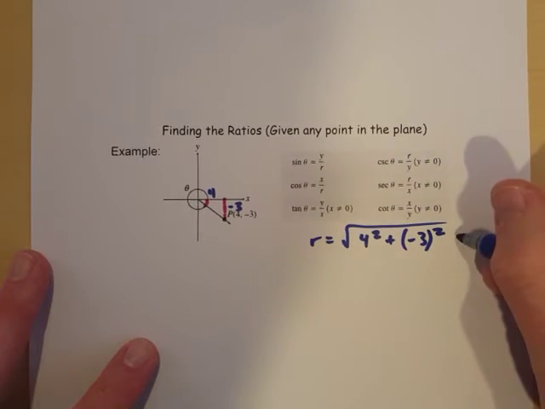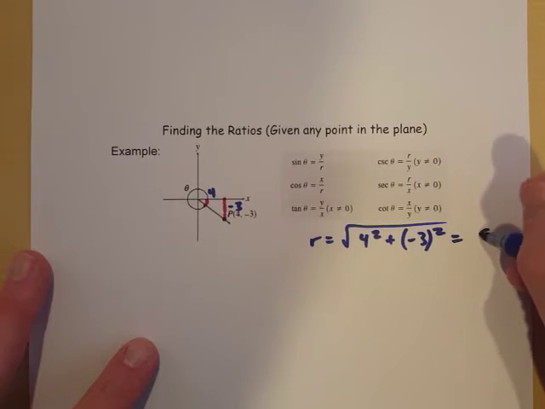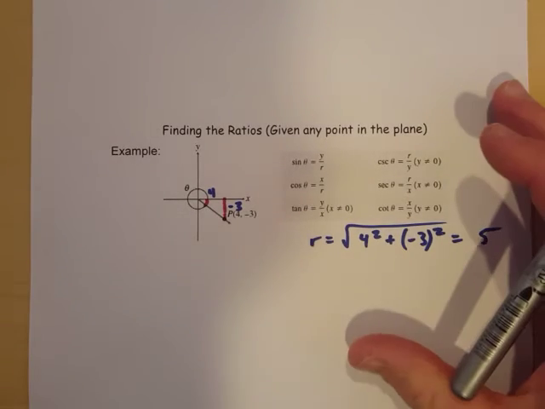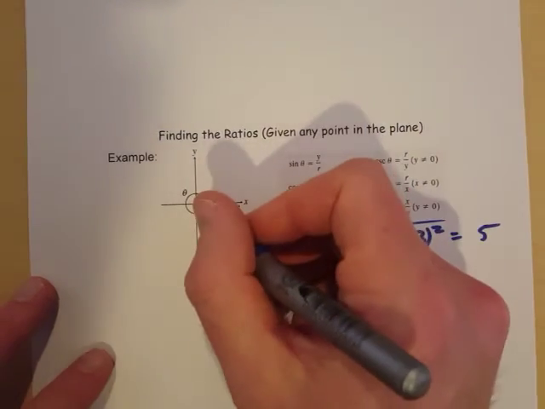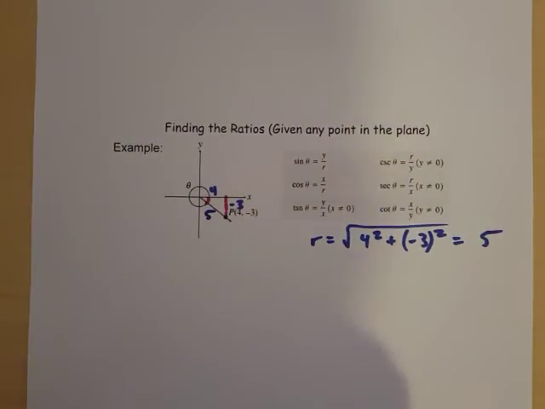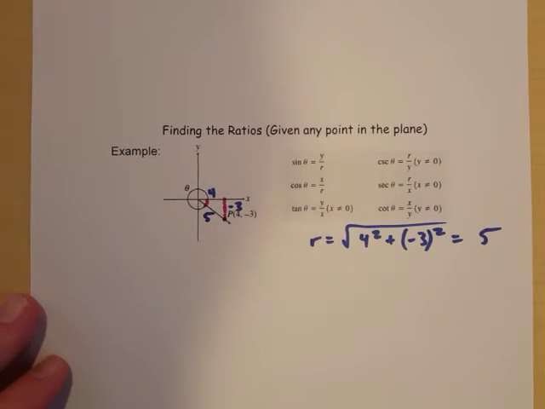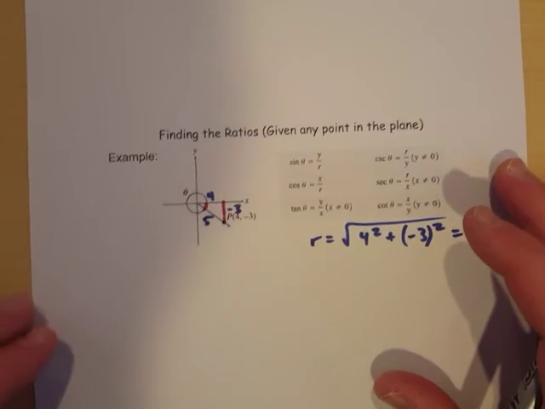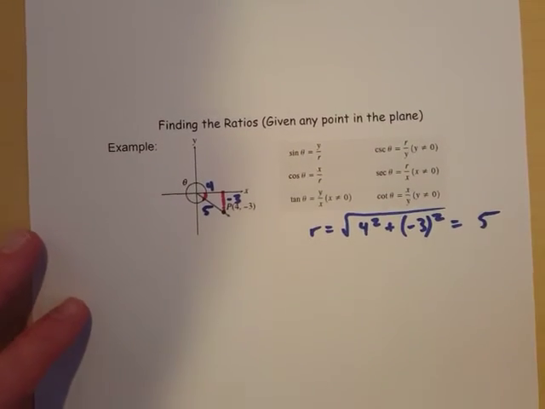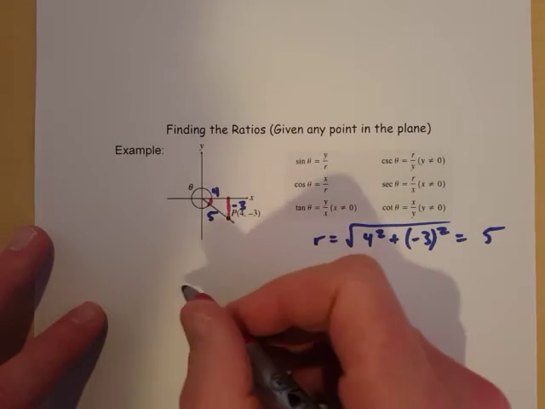And what ends up happening is this one turns out pretty nice. This one turns out to be 5. So we've got 5 there. That's going to be our hypotenuse, but always keep in mind that the radius or the hypotenuse is going to be positive. Once we've got those set up, now it's pretty straightforward to find sine, cosine, and tangent and the other ones as we go. So let's do that.